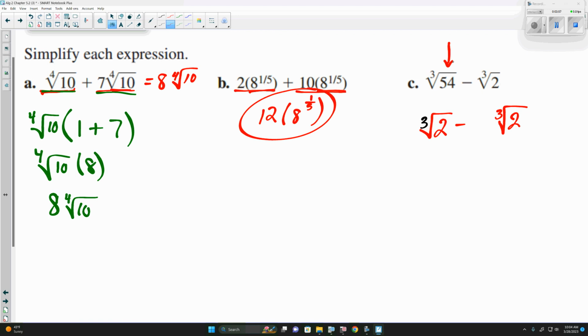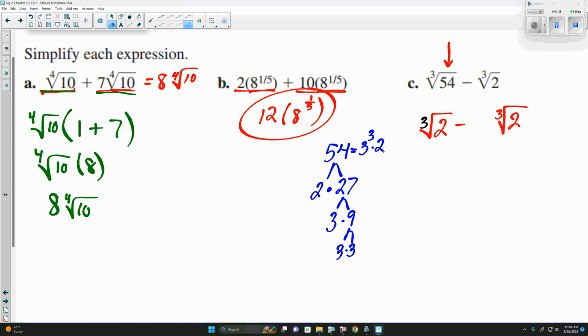But the cubed root of 54, there's a good chance we can reduce it. We can simplify it. Now there's 2 ways we can go about that. One is looking at the factor tree. So looking at 54. Well, 2 is a factor of 54. It'd be 2 times 27. 27 is 3 times 9, and 9 is 3 times 3. So 54 is the same as 3 to the 3rd times 2.